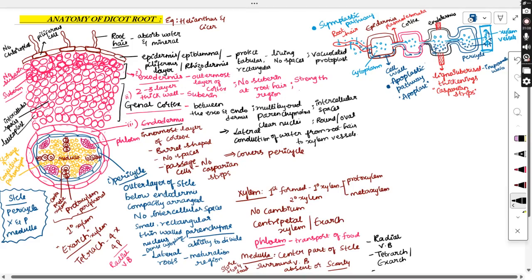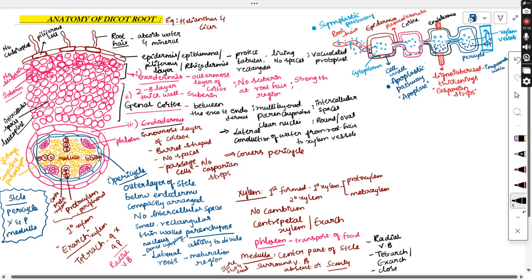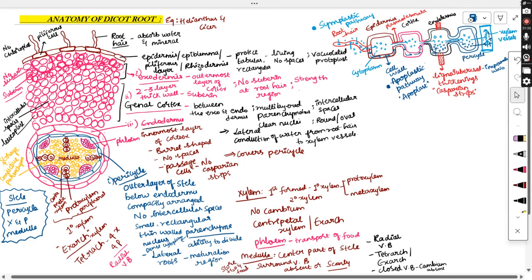And these are not containing any cambium in the initial stages. So before showing the secondary growth, cambium is absent. So that's the reason these vascular bundles are said to be closed type of vascular bundles as cambium is absent. If the cambium is present, then they are said to be open type of vascular bundles. So let us see how this cambium is actually formed.